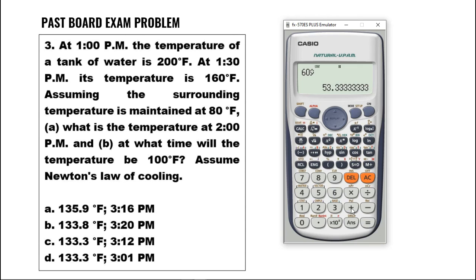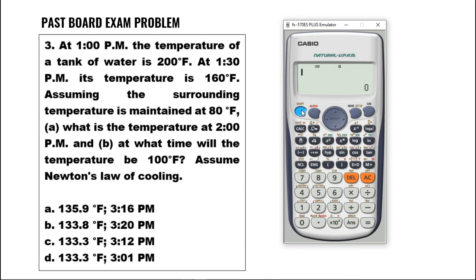So i-add natin yung paras na method na ginamit natin kanina. Change of temp ito. Hindi siya yung actual temp. So this is a change of temperature. So i-add natin yung surrounding temp if we're dealing with cooling process. So plus, surrounding temp natin is 80. So plus 80. So ang answer natin here is 133.33 degrees Fahrenheit. Okay? So what time? Ano yung time natin? So it's either, so pwedeng letter C or D, pero hindi pa natin alam because we don't know the time yet. So kunin natin yung time when the temperature is 100 degrees Fahrenheit.